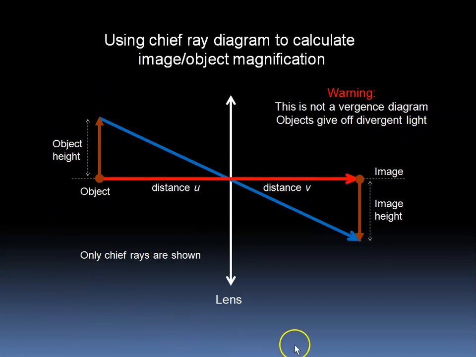Warning: this type of diagram is not a divergence diagram. Objects give off divergent light. These rays appear to be converging, but they are not. These are rays coming from separate points. Every point gives off a set of diverging rays, but we have only shown one of these rays of each group. Let's call this type of diagram a chief ray diagram, which we use to calculate image versus object magnification. The previous diagram we can call a divergence diagram.